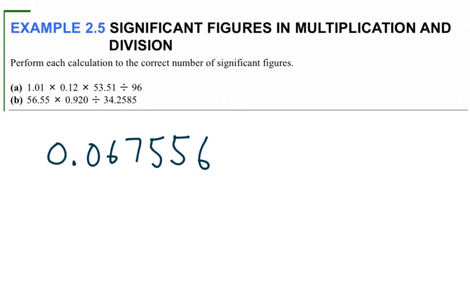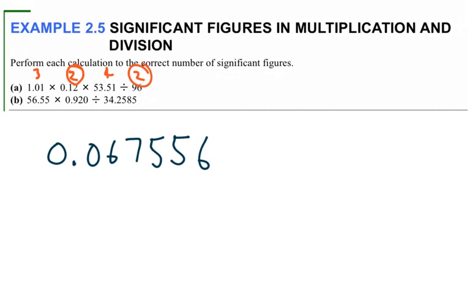Now, we don't want to leave that entire answer. So, according to the multiplication and division rule, we're going to round to whichever number has the least number of significant figures. Well, the number 1.01 has 3 significant figures. The number 0.12 only has 2. That 0 is a leading 0. It's not significant. 53.51 has 4 significant figures, and 96 only has 2. So the number that has the least is these two numbers, which is 2. So we're going to round our answer to show only 2.